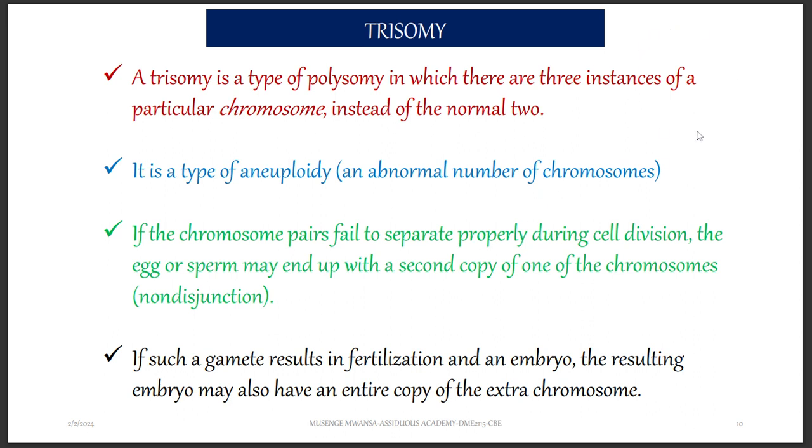Normally, say this is a cell. During meiosis, this cell is supposed to divide, and one chromosome is going to go in one cell, the other chromosome is going to go in the other cell.